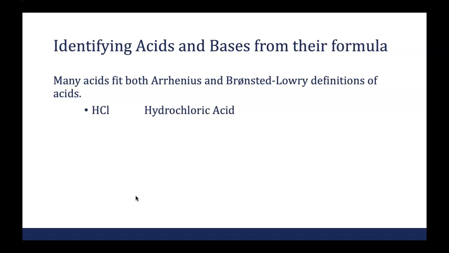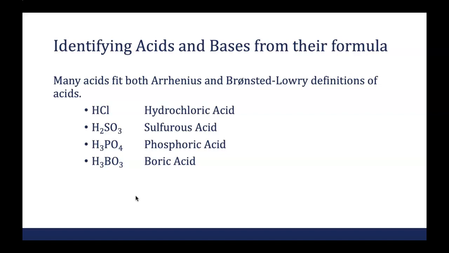So here we have HCl, or hydrochloric acid. We have H2SO3, or sulfurous acid. H3PO4, phosphoric acid. H3BO3, or boric acid. And HF, hydrofluoric acid. So what do you notice that those all have in common? All right, well, those all start with an H, or a proton. All right, so those ones are all acids. So we're going to use that as a way to identify them. If it starts with an H, it's an acid.